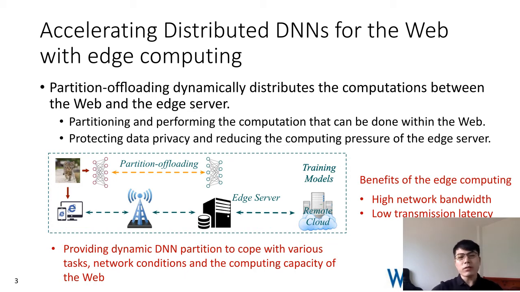However, the challenge is how to provide dynamic DNN partition to cope with various tasks, unstable network conditions, and various devices with different computing capabilities. So how can the web or mobile web perceive and measure the computing capability of the device and monitor the network condition when employing the partition offloading approach on the web?